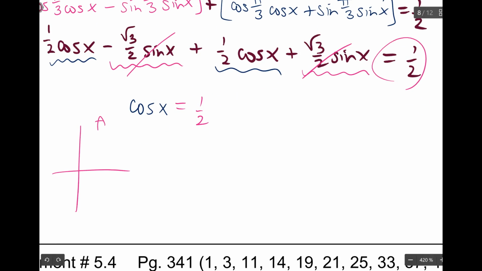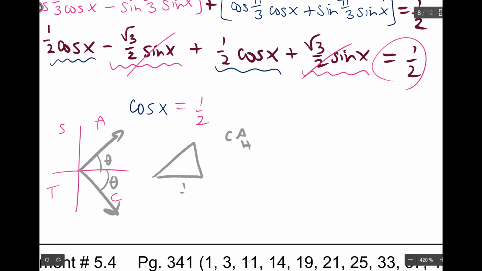So where am I looking? All students take calculus. Where is cosine equal to 1/2? I'll have one in the first quadrant and one in the fourth quadrant. Cosine is positive in both these quadrants. So what angle is this? Cosine, adjacent 1/2 over hypotenuse 1. Wait, hold the phone. This is a 30, 60, 90. My angle is 60 degrees, also known as pi over 3.